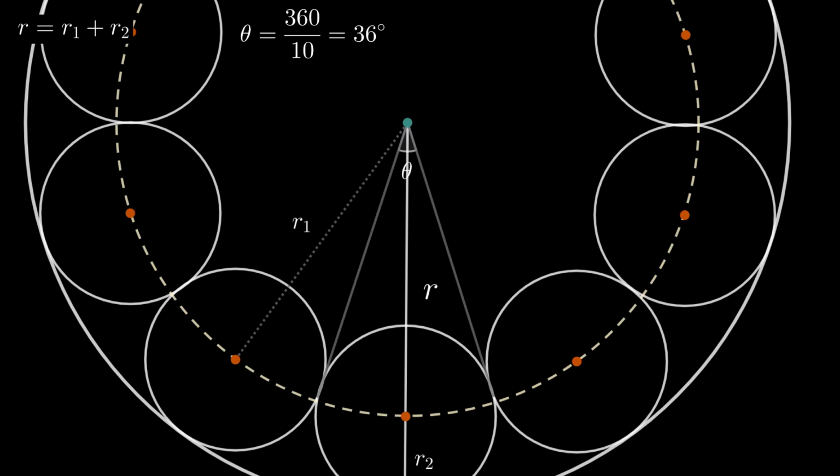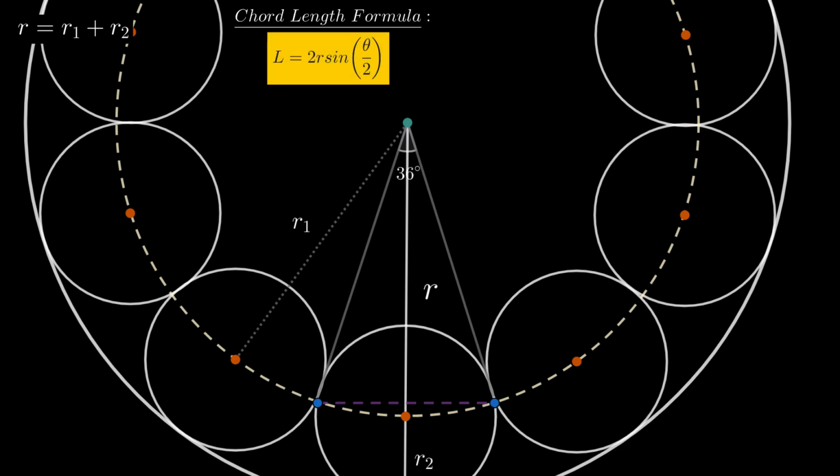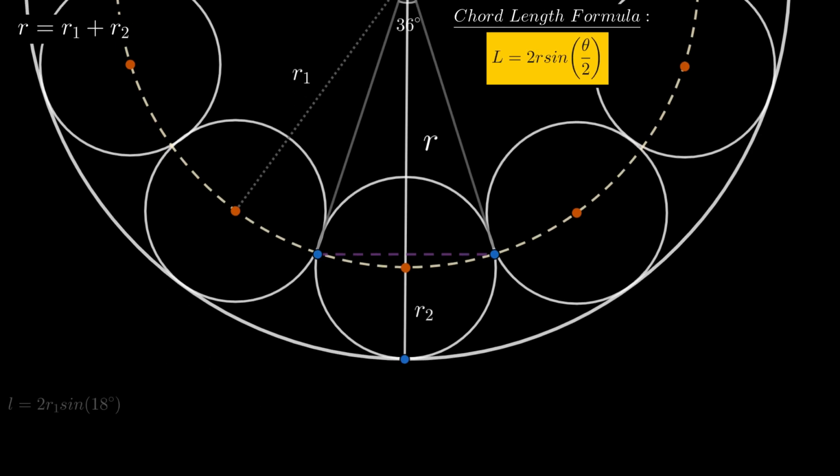Okay, so now what do we do? Let's find the length of this chord here that the 36-degree angle is looking at. And this length is given by the formula L equals 2 times r times sine of theta over 2, where r is the radius of the circle and theta is the angle. Since r equals r1 in this case, and theta equals 36 degrees, we have L equals 2 times r1 times sine of 18 degrees, which is 0.618 times r1.